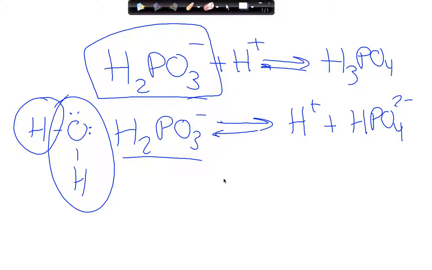Because what you're going to find out is, let's just follow the trend, right? So HI is a strong acid. HBr is a strong acid. HCl is a strong acid. HF is a weak acid, which doesn't make sense because fluorine is the most electronegative element on the periodic table. Following the trend, this should be more acidic and not less acidic.